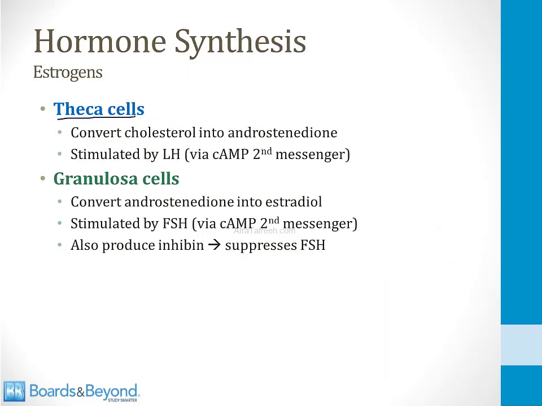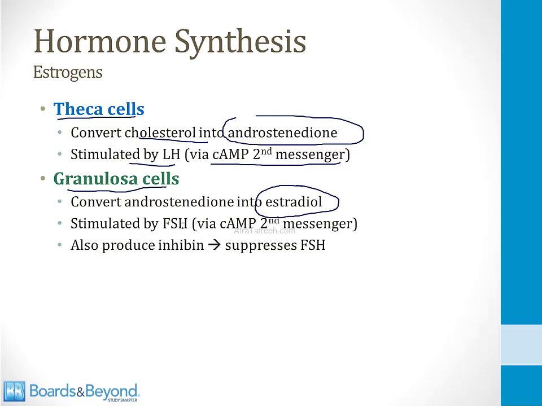The theca cells, which are on the outside of the ovarian follicle, take up cholesterol and convert it into an androgen called androstenedione. This process is stimulated by luteinizing hormone, which acts via a cyclic AMP second messenger system on the theca cells. The theca cells then pass the androstenedione to the granulosa cells, which convert it into estradiol. This process is stimulated by a different hormone, FSH. It also acts via a cyclic AMP second messenger system.